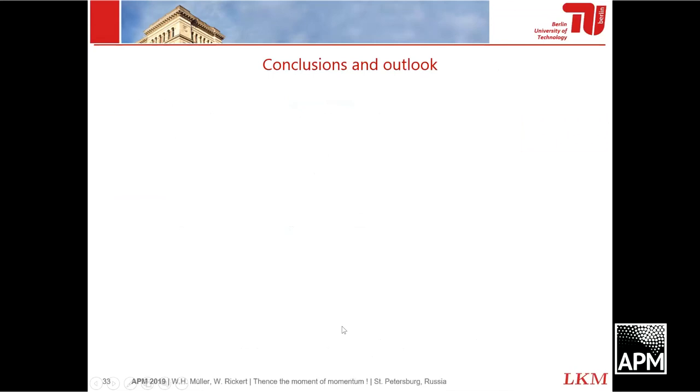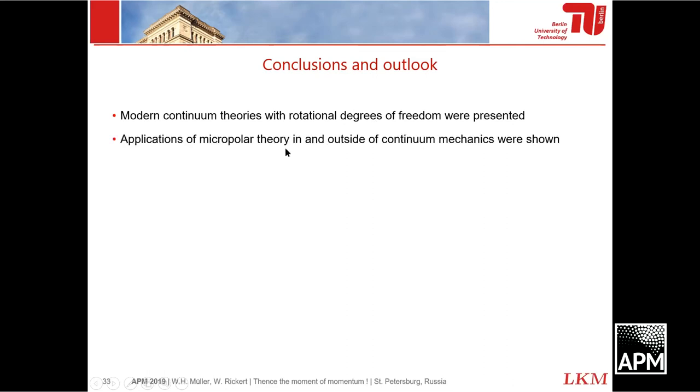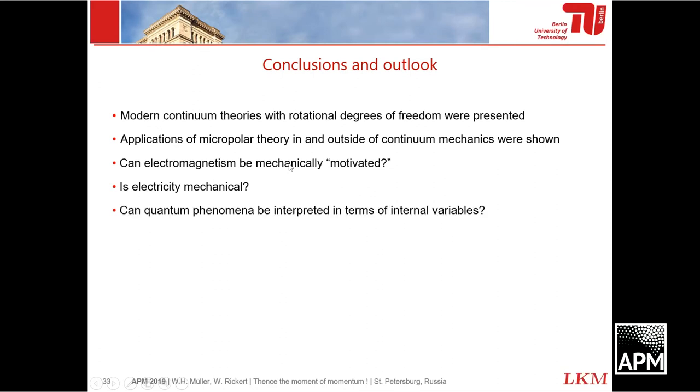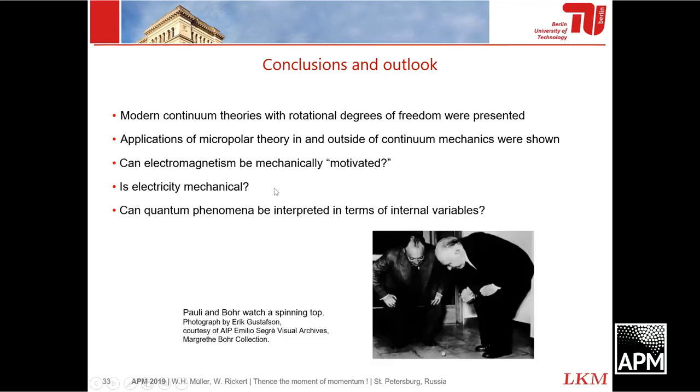So that's what I wanted to show to you. We reviewed briefly modern continuum theories with a rotational degree of freedom. And we saw some applications of micropolar theory in and outside of continuum mechanics. We tried to answer the question, can electromagnetism be mechanically motivated, or is electricity mechanical? Gillen did much more. He also looked into quantum phenomena. Can they be interpreted in terms of internal variables? And at the end, I would like to share this picture with you, which shows Wolfgang Pauli and Niels Bohr watching a spin, and this shows how important rotational degrees of freedom are. Thank you very much for the attention.